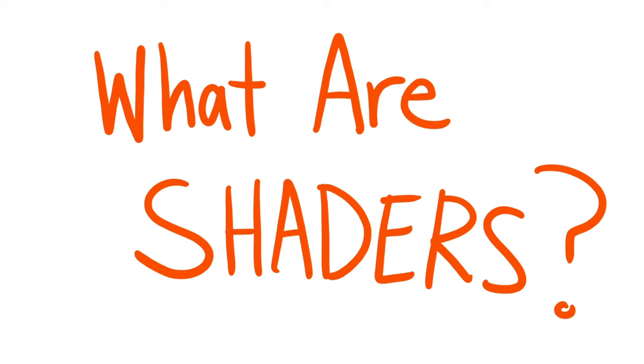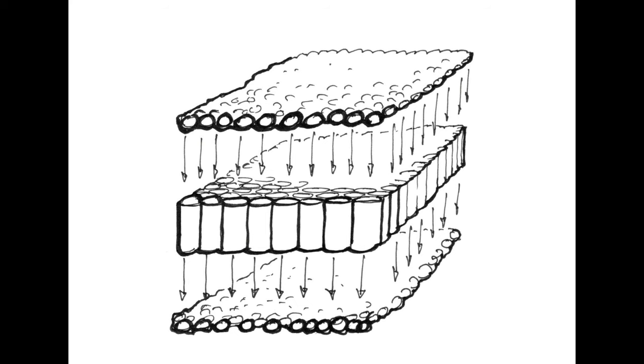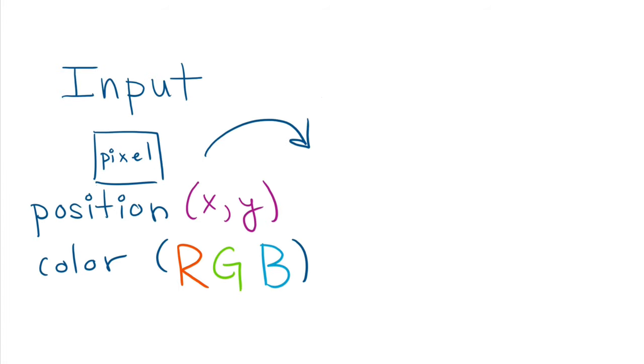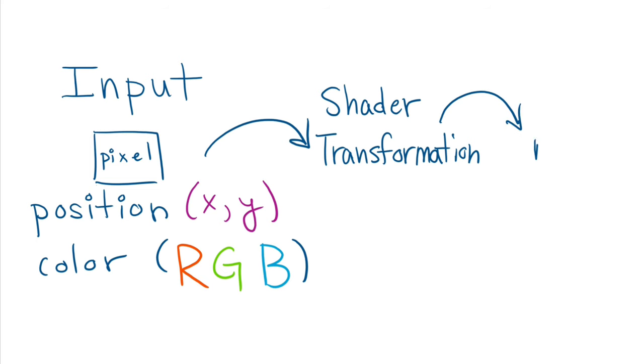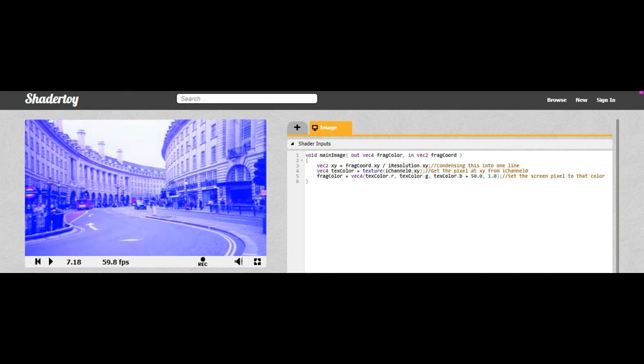So let's get started. A shader is a set of instructions to the GPU which are executed all at once for every pixel on the screen. So you might give a shader a pixel at a certain position and it returns a new color for that pixel. For example, a shader could say, for all pixels, look at their RGB value, their color, and add 50 to the blue value for all pixels. So this adds a blue tint to your entire image.